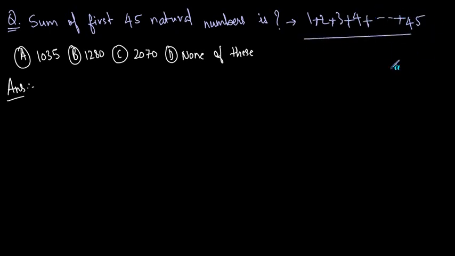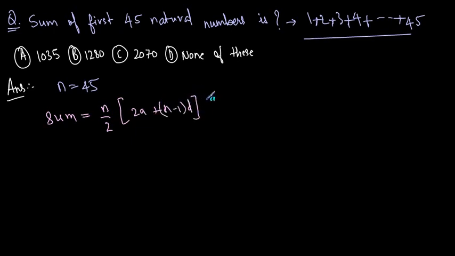So this again is an arithmetic progression. Put values into the formula and take out the answer. In this question, n is 45. We know the value of n. It is already told to us: the sum of first 45 natural numbers. So n is equal to 45. Now we have to calculate the sum. We know the formula, which is n by 2 into (2a plus (n minus 1) multiplied by d). So let's put the values into this formula.